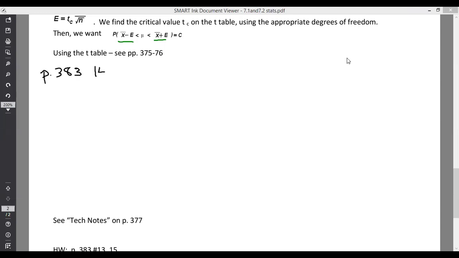Problem number 14. Okay, now check this out. For problems that I've assigned in this section, they actually give you the data. So for problem 14, it concerns the cost of a sleeping bag. How much does a sleeping bag cost?